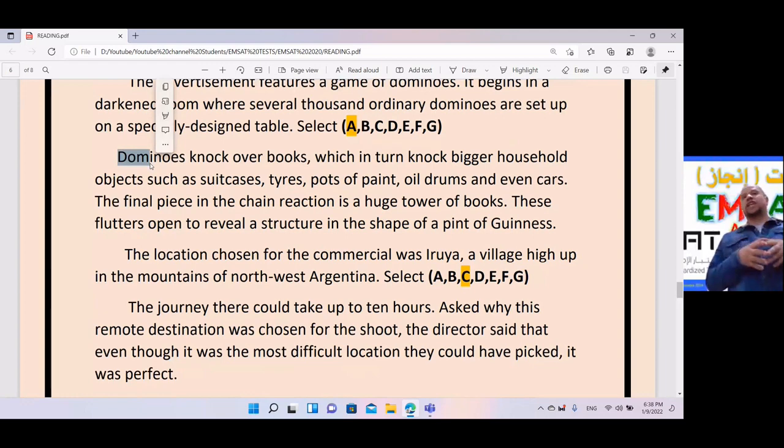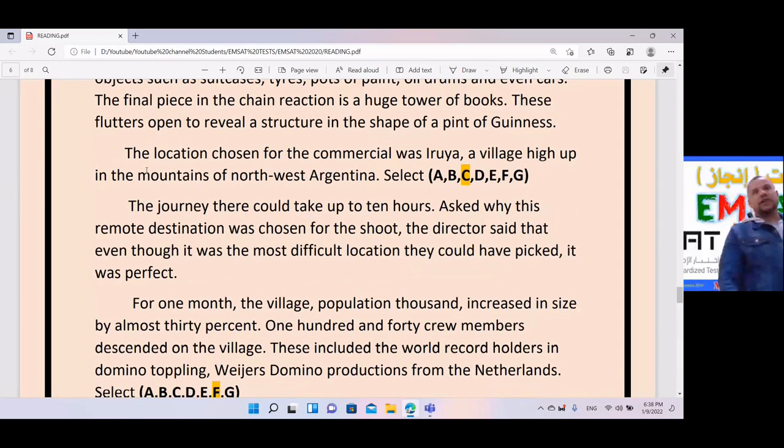These doors open to reveal a structure in the shape of a pint of Guinness. Next paragraph, the location chosen. We are here. For the commercial was Ria, a village high up in the mountains of northwest Argentina.